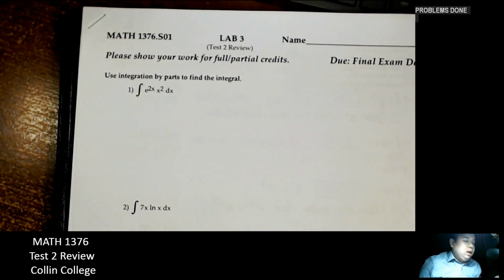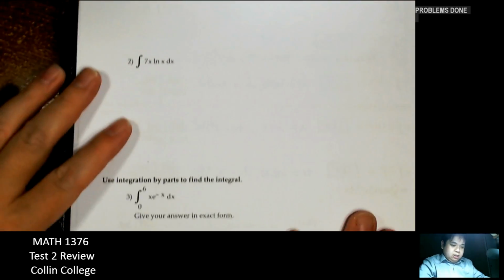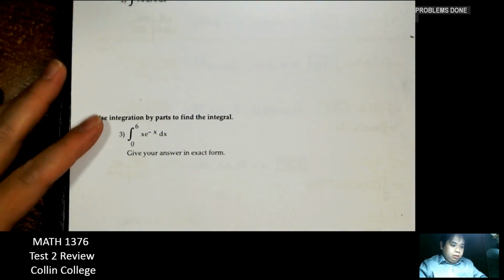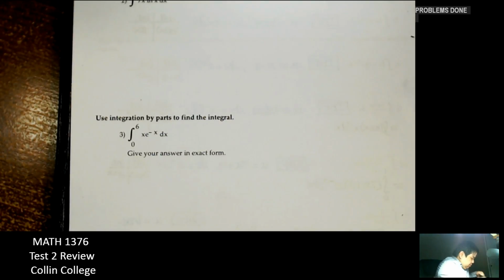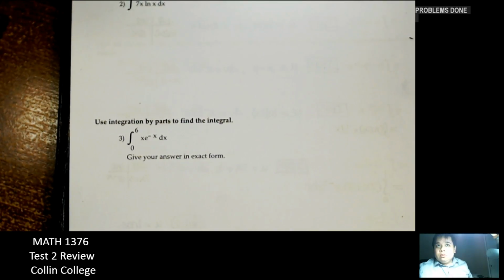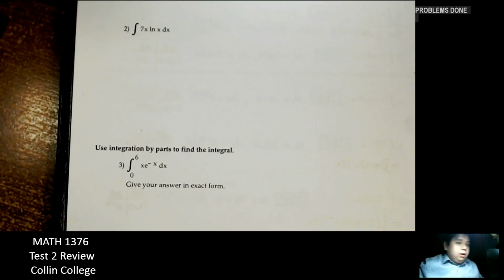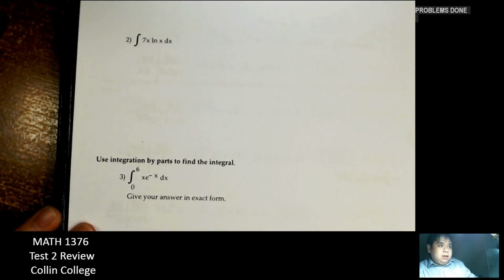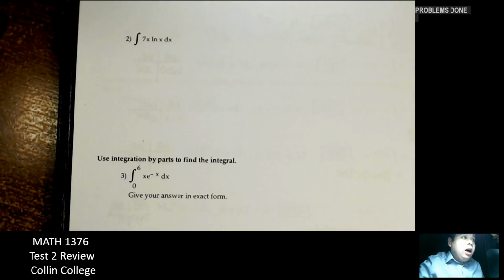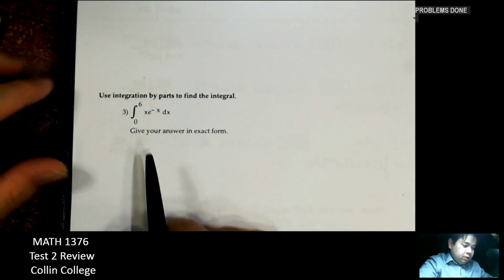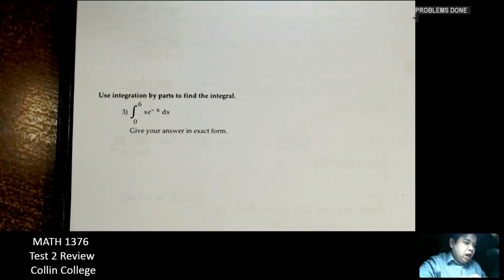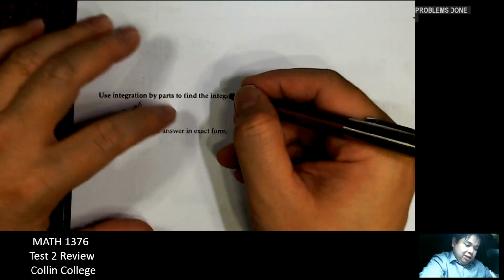So we have a question. First question, lab 3, number 3. So this is integration by parts. And for this, we do not need to use a table. So we just use the formula.